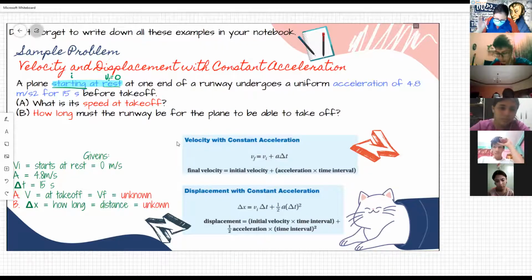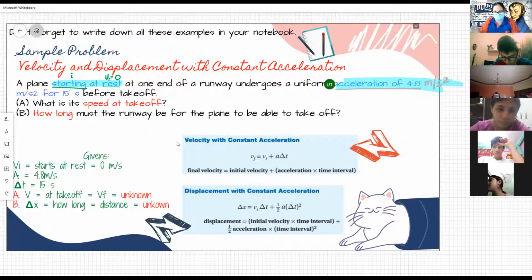Then it says at one end of a runway undergoes uniform acceleration of 4.8 meters over second squared for 15 seconds. So here it says acceleration of 4.8 meters over second squared. Basically, the problem is telling you that that is the acceleration. Okay, so that is part of the data that you need to highlight. And for how long does it happen? It happened for 15 seconds. So those 15 seconds represent the time. Now the word takeoff significa despegue, okay?